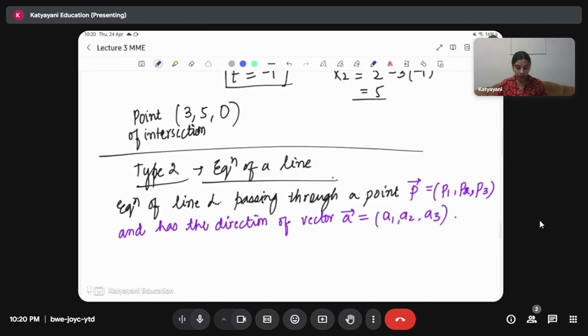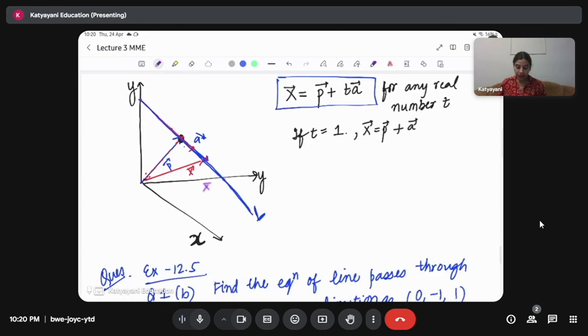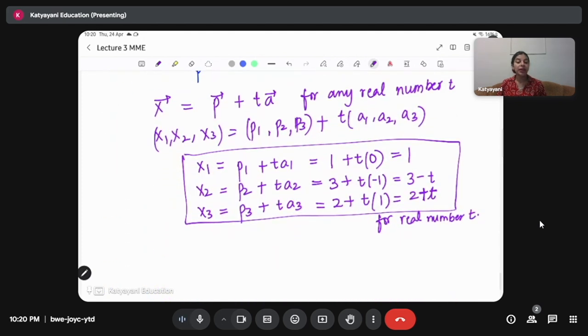The second type of question that can be asked is to find the equation of a line L that is passing through the point P and has the direction of the vector A. We have visualized it here: if it is passing through point P and has the direction of this vector, then the equation of the line would be all those x such that x = P plus t times A. And then we have seen a question on how to solve such questions. So this is about the equation of lines.